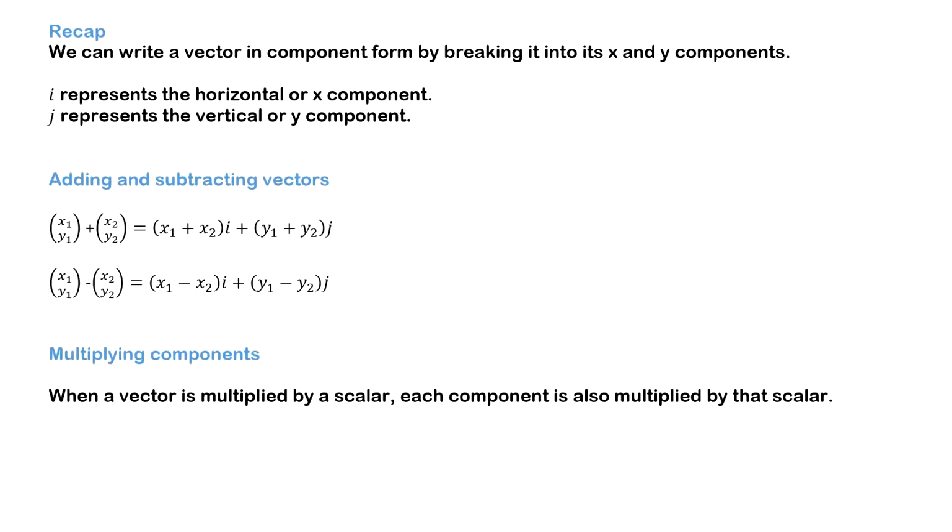When you're adding and subtracting vectors, your x components are added together to form your new resultant I vector, and your y coordinates are added together to get your new J vector. When you're multiplying a vector by a scalar, each component of the vector is multiplied by that scalar.